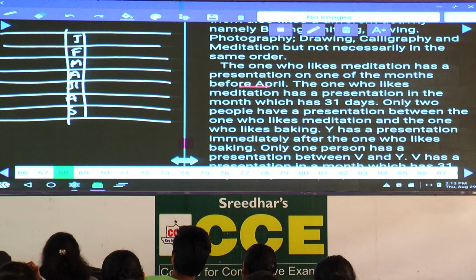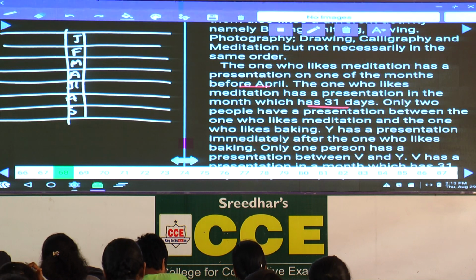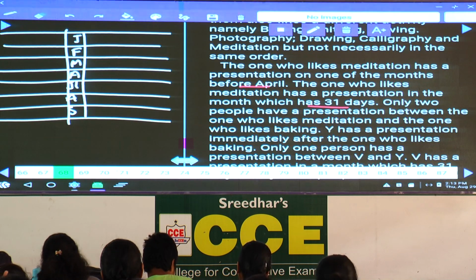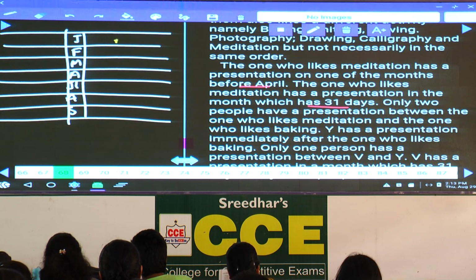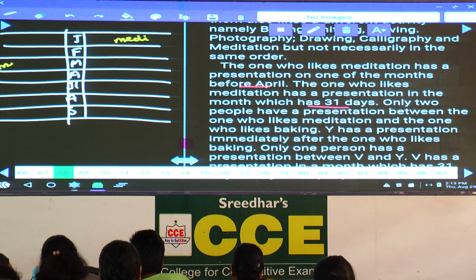And the one who likes meditation has a presentation in the month which has 31 days. Now before April, 31 days means how many possibilities we have? There are only two. One is Jan, the other one is March. Now we need to find out this one, meditation. Hence how many possibilities we have? This meditation can be in the month of Jan or can be in the month of March. Hence there are two possibilities for this meditation.